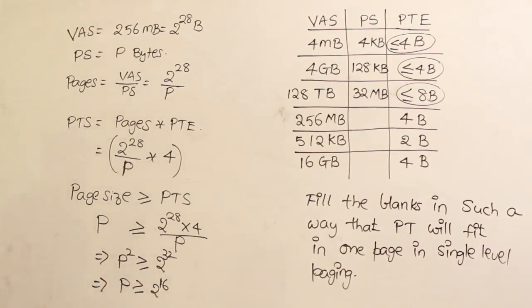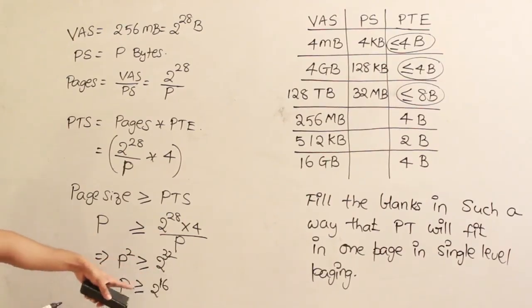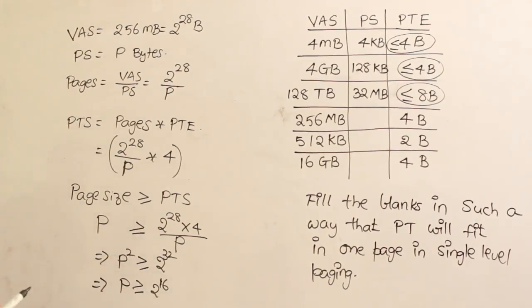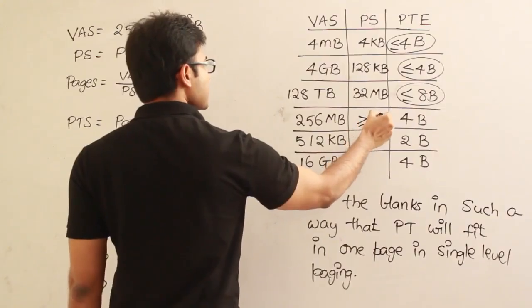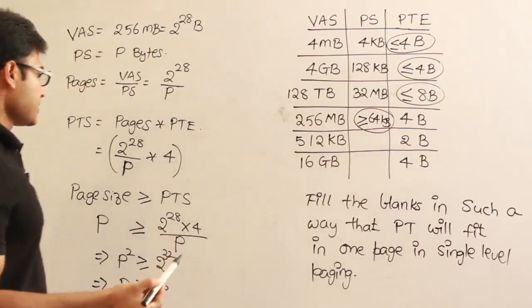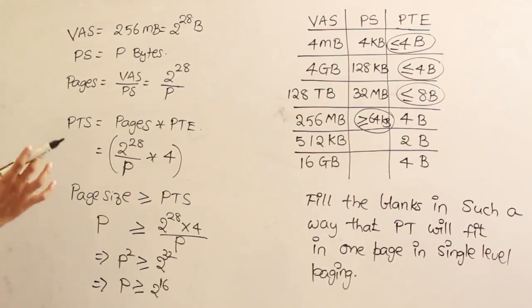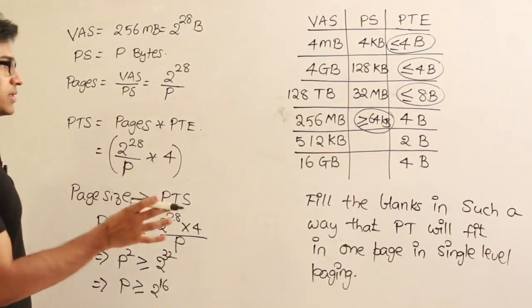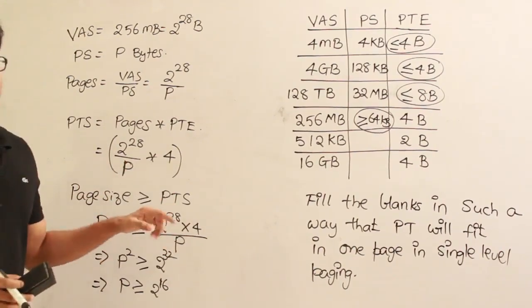So what is 2 power 16? 64K. I think you know this math. And P is greater than or equal to 2 power 16, which means the page size should be at least 64 KB. If your page size is as big as 64 KB, we'll be able to put one page table in one page. If it is greater than that, fine. If it is less than that, it is a problem.